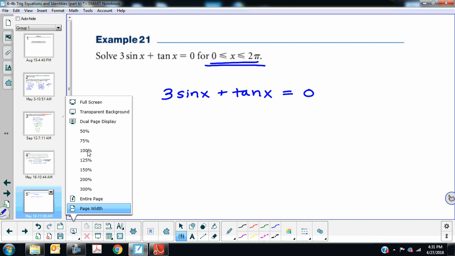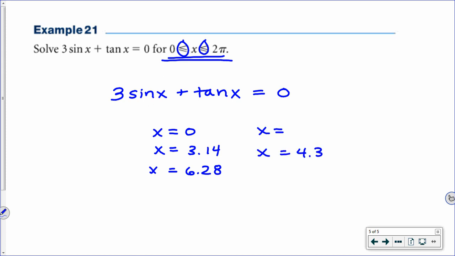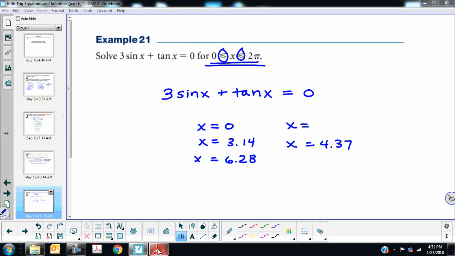So it does include both 0 and 2 pi. I can see that because these both have equal signs under them, right? And so I have to give the solutions x equals 0, 3.14, 6.28. Those were the easy ones to memorize because they were 0, pi, and 2 pi. And then the other solutions, I believe one was 4.37, and the other one was already forgotten, so I'll check back. 1.91. And that's it for our approximate solutions lesson.